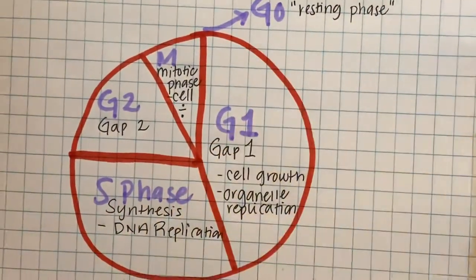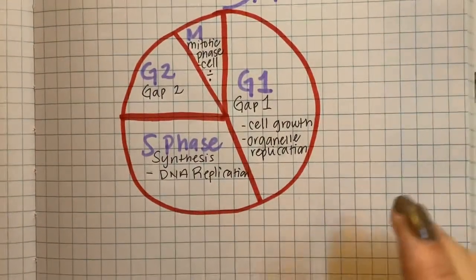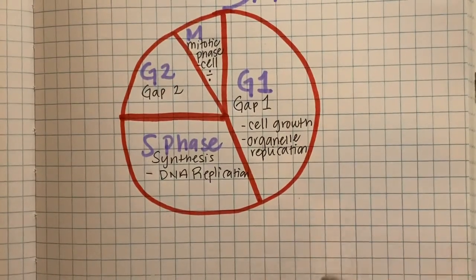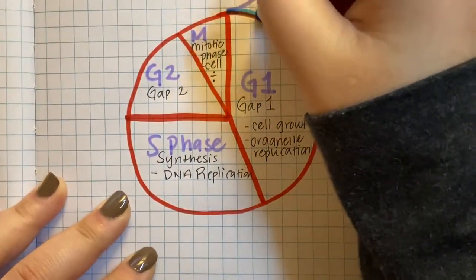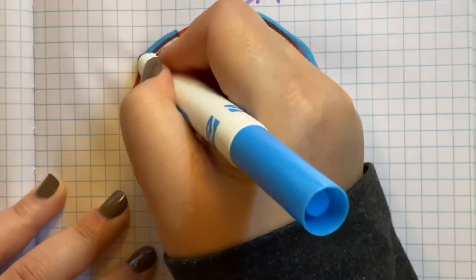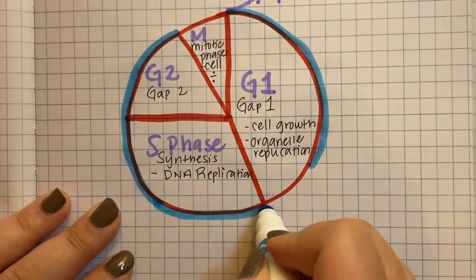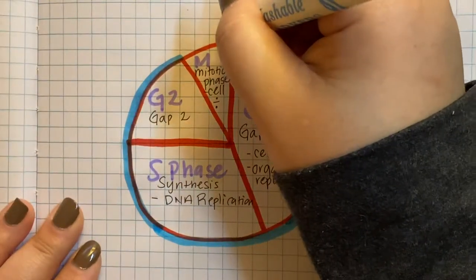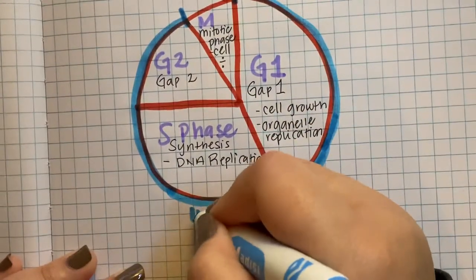All right, so that's G0. Let's pull one more label. So we refer to all of these stages that are not division as interphase. So we're gonna highlight our little circle. From the end of M to the beginning of M, all of this, okay, so we'll put a little from here to here, that is known as interphase.